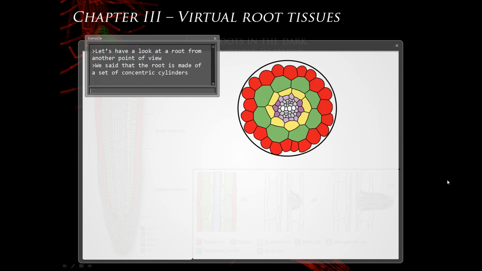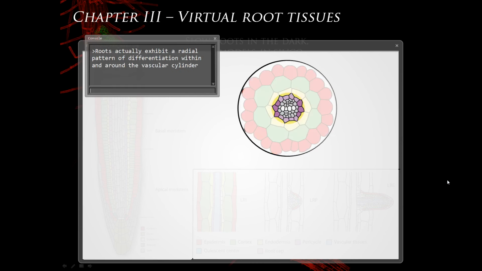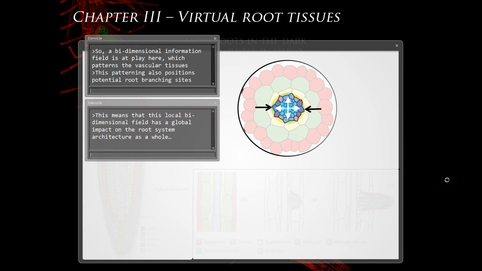We said earlier that the root is made of a set of concentric cell cylinders, and roots actually exhibit a regular pattern of differentiation within and around the vascular cylinder, the inner part of the root, which means that there's here again a bidimensional information field at play, which patterns the vascular tissue. And these patterns also, by incidence, pattern the position of potential root branching sites, which means that these very local bidimensional fields have a global impact on root system architecture as a whole, because it drives the branching process.